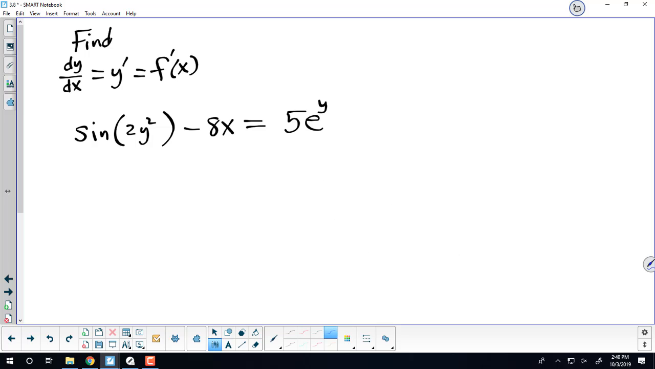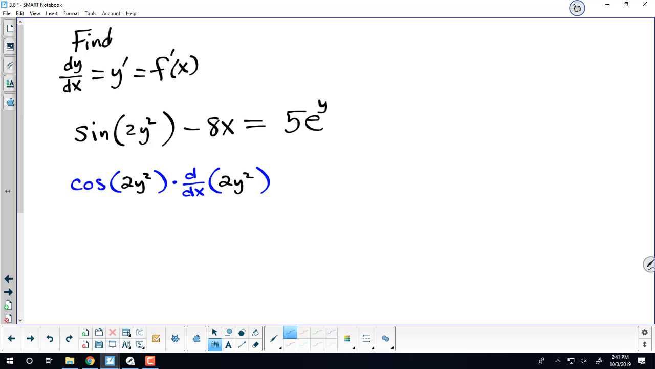Okay, so find the derivative of sine of 2y squared minus 8x equals 5e to the y. So the first term, sine of 2y squared, what rule's involved with that? Chain rule. So we take the derivative of the outside, leave the inside alone, then do what? Take the derivative of the inside. Then we multiply that by the derivative of the inside. Does everybody agree?